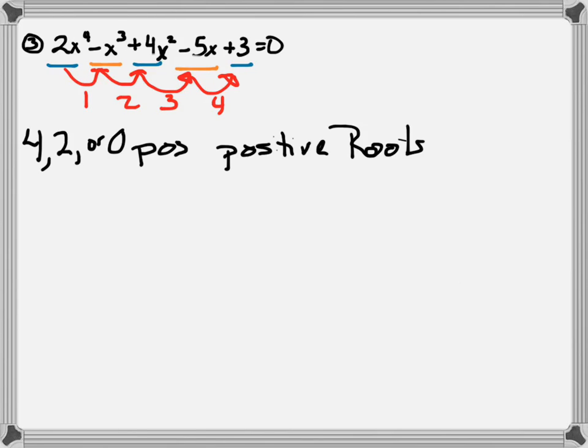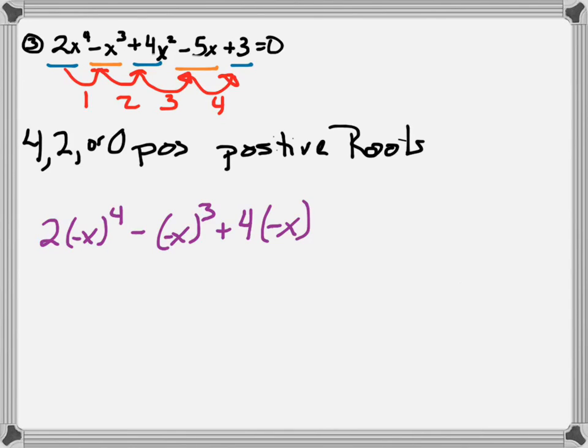How do we identify our possible negative roots? Change every x to a negative x. So 2 times negative x to the 4th minus negative x cubed plus 4 times negative x squared minus 5 times negative x plus 3 equals 0. So all we've done is replaced every x with a negative x.